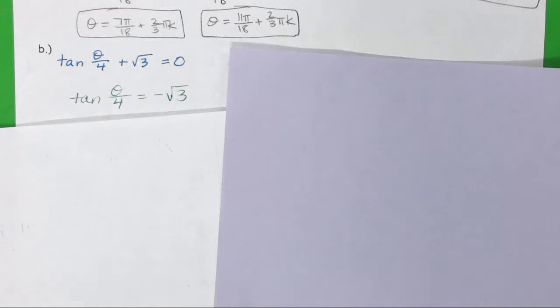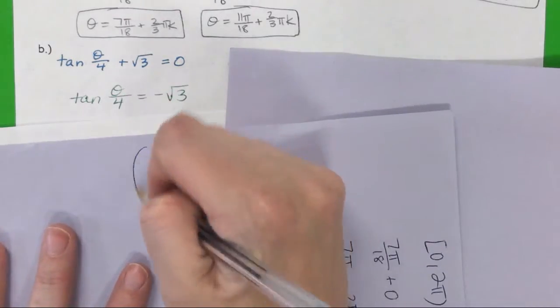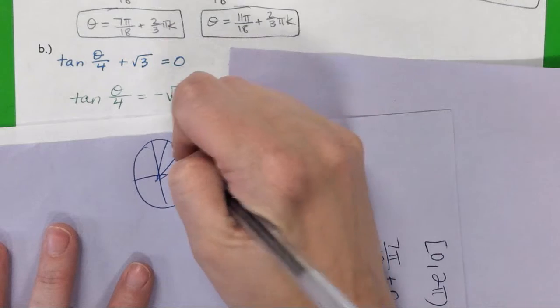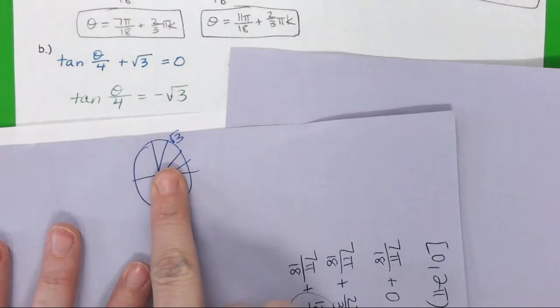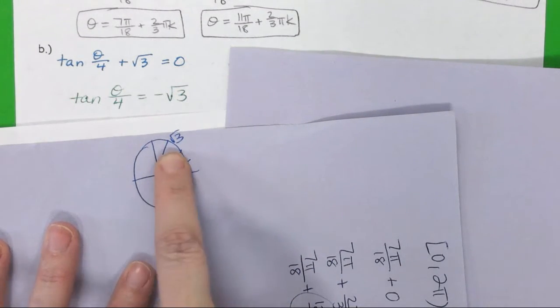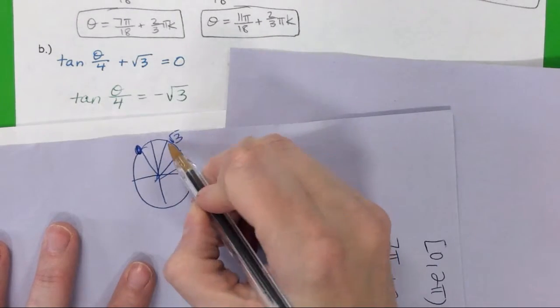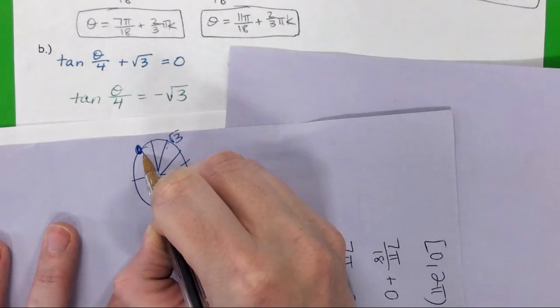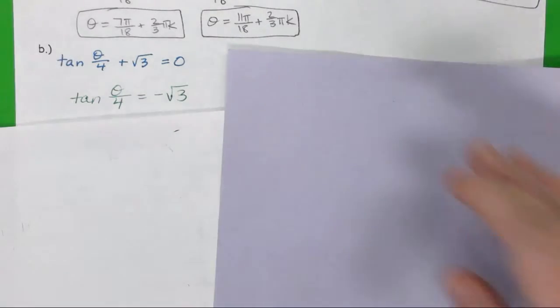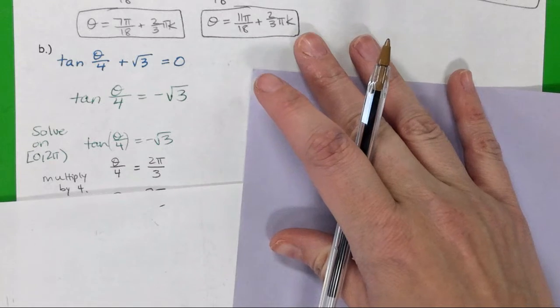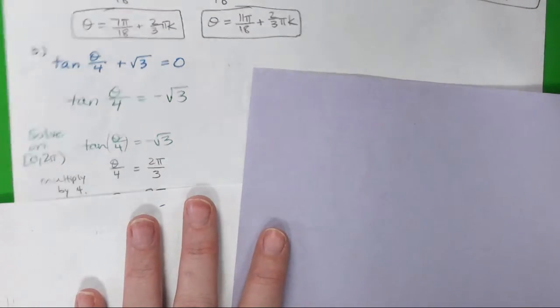Now remember, tangents are not on your unit circle, but we should have the first quadrant memorized, right? Root 3, 1, root 3 over 3. So you're going to have root 3 here, which I know is positive, but then where's the negative one? Just reflected. So it's right here. This is at pi over 3, so this will be at 2 pi over 3. So theta over 4 is going to equal 2 pi over 3.